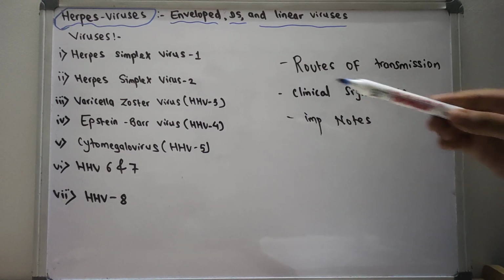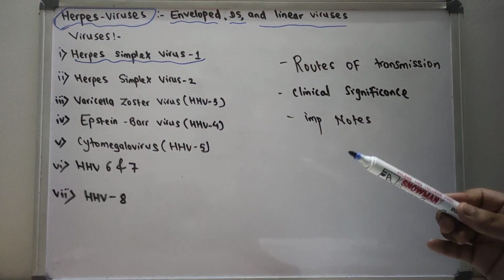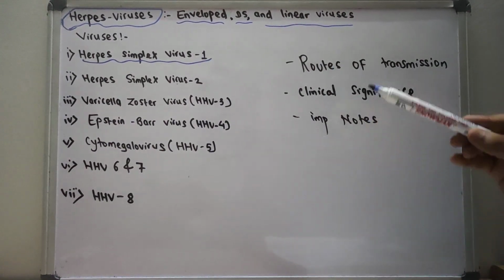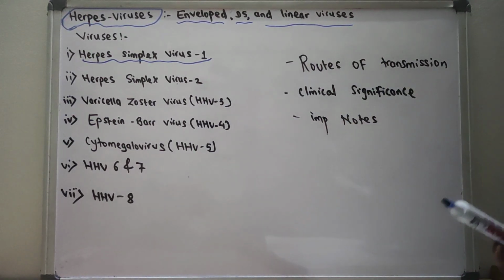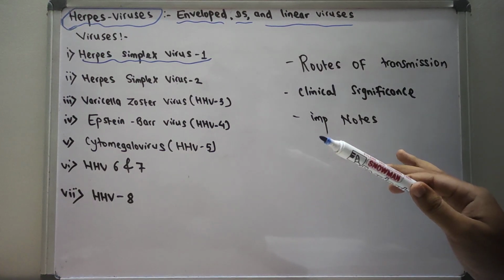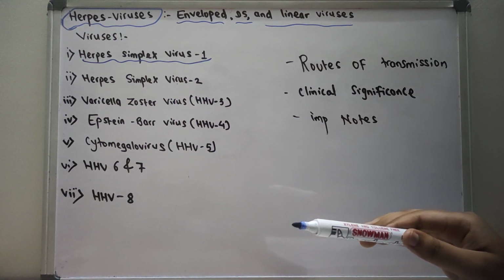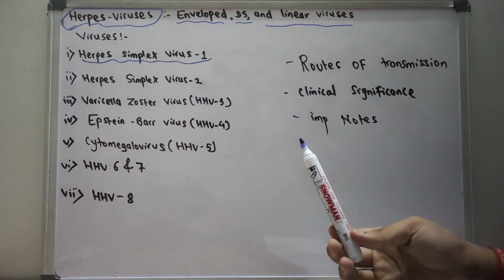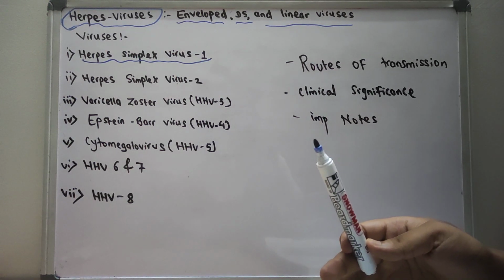So first of all, let us talk about the herpes simplex virus 1. So the herpes simplex virus 1 is transmitted through the respiratory secretions and the saliva. The main clinical significance we are going to talk about: they cause gingivostomatitis, keratoconjunctivitis, herpes labialis, also known as cold sores, and herpetic whitlow on the finger, temporal lobe encephalitis, esophagitis and erythema multiforme.